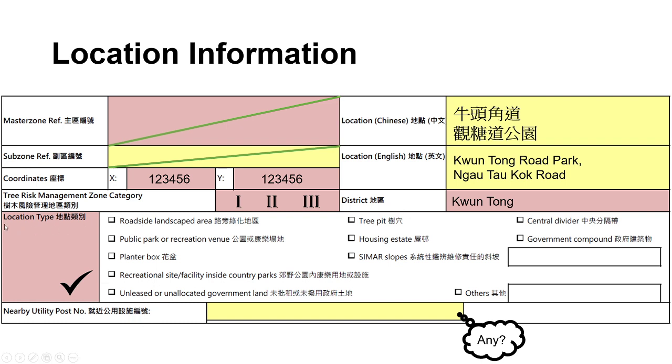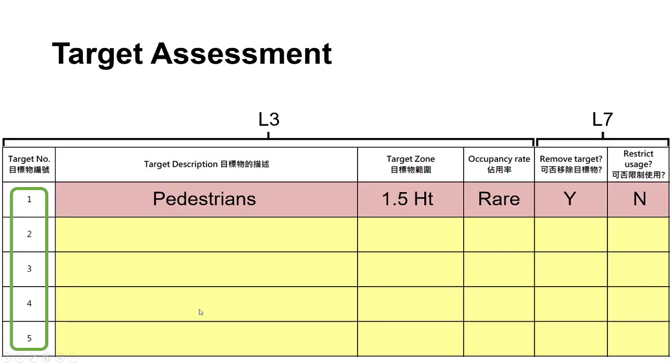And for the location type, just check one box, or if you have more information like utility poles, you can just write it down at the bottom. But sometimes you may not find this piece of information. Then for target assessment, you remember that during lecture 3, I have provided a lot of examples for you.